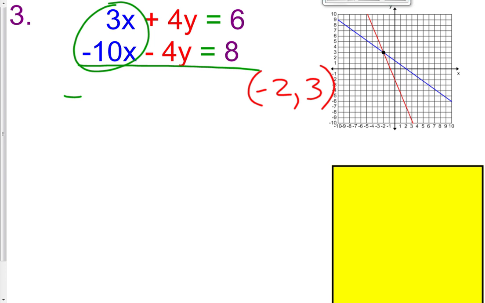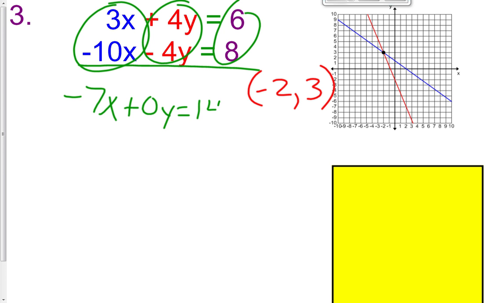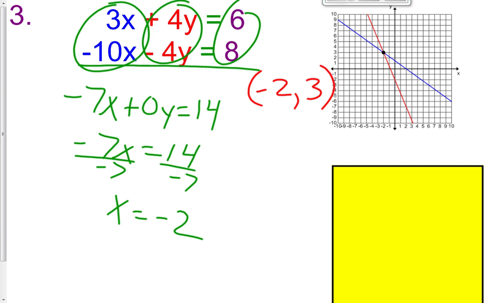X's, add them up, we get a negative 7x. Y's, add them up, and you get 0y. Constants, add them up, and you get 14. So negative 7x equals a positive 14. Divide both sides by a negative 7, and x equals a negative 2.